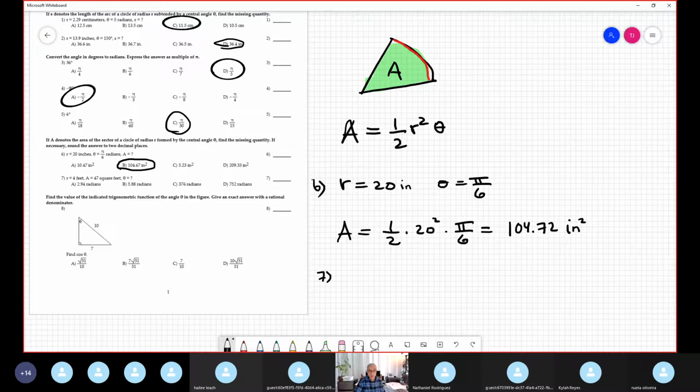And question number 7 is similar. Professor, sorry, it says 104.67 and you put 72. Yeah, this is the answer I get in my calculator. But I got the same answer as it is on the paper, because I put it on my calculator too. Okay, maybe I made a mistake.